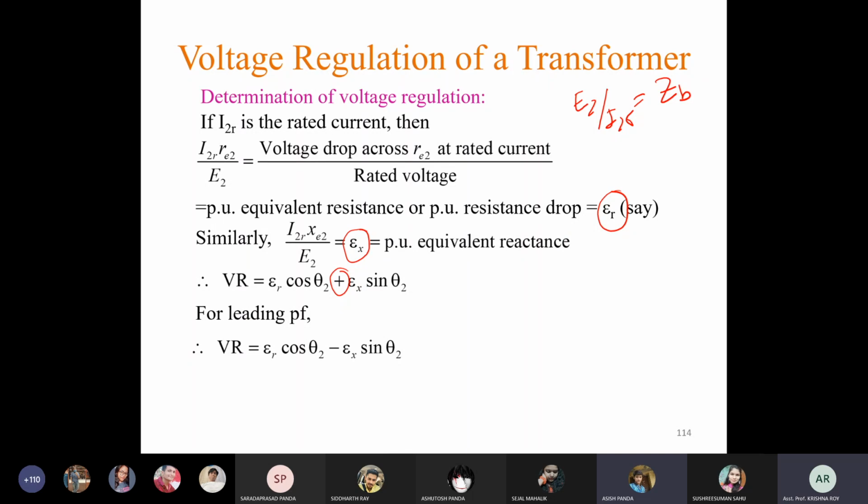First of all draw the phasor diagram for leading power factor, that means I2 will lead V2, then approaching the same way you will get this expression. For leading power factor load, voltage regulation is equal to epsilon r cos theta 2 minus epsilon x sin theta 2. Any question up to this? No. Okay.